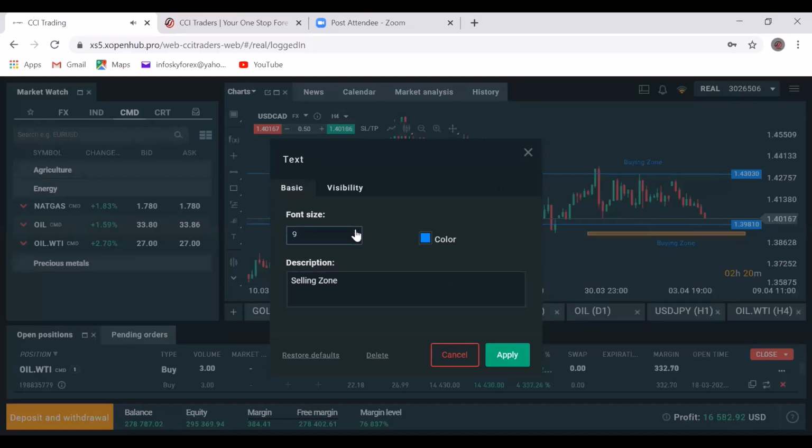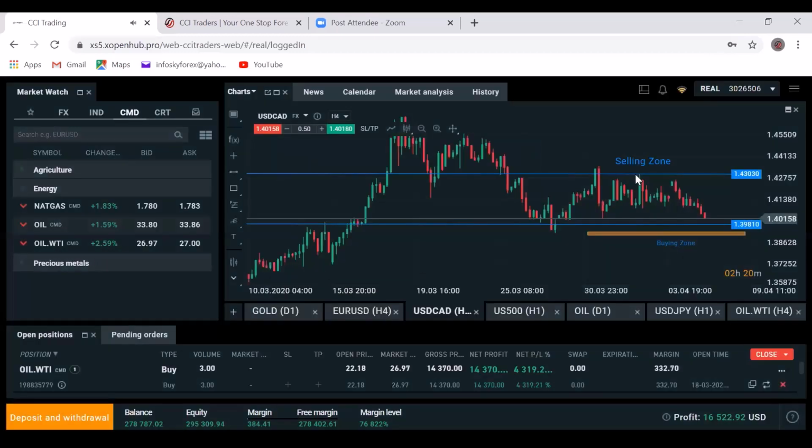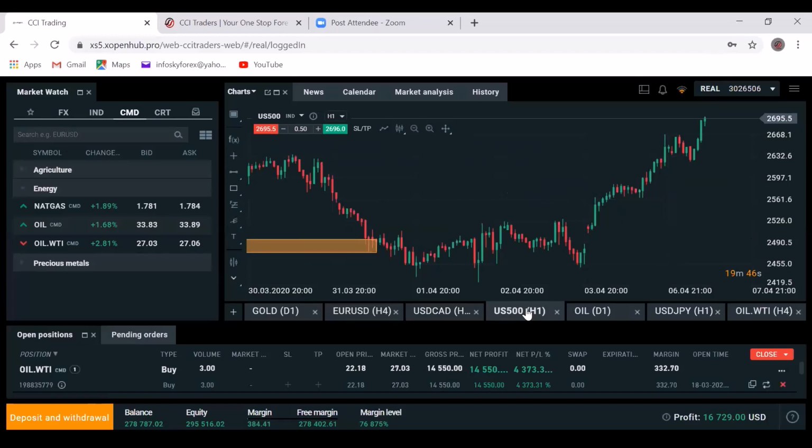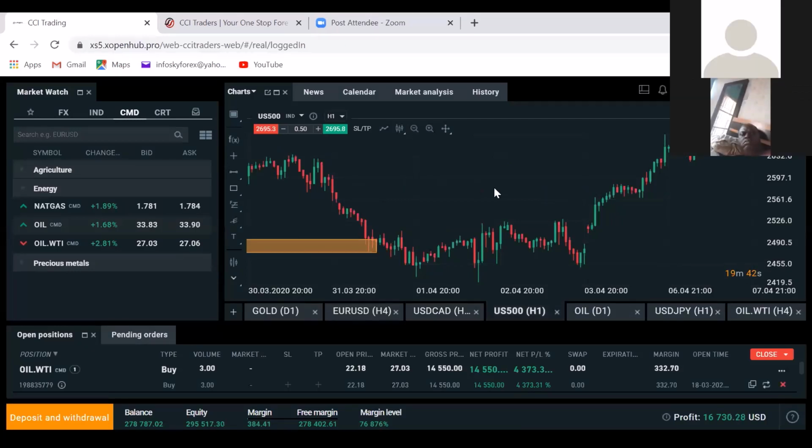Let me make it a little bit bold. Here will be a selling zone for US Canada, while here will be a buying zone. In the middle here will be a pivot, a no man's land. So if you want to sell US Canada, you sell at 1.43030, and for buying, you either buy at 1.40165 or you buy at 1.39810.